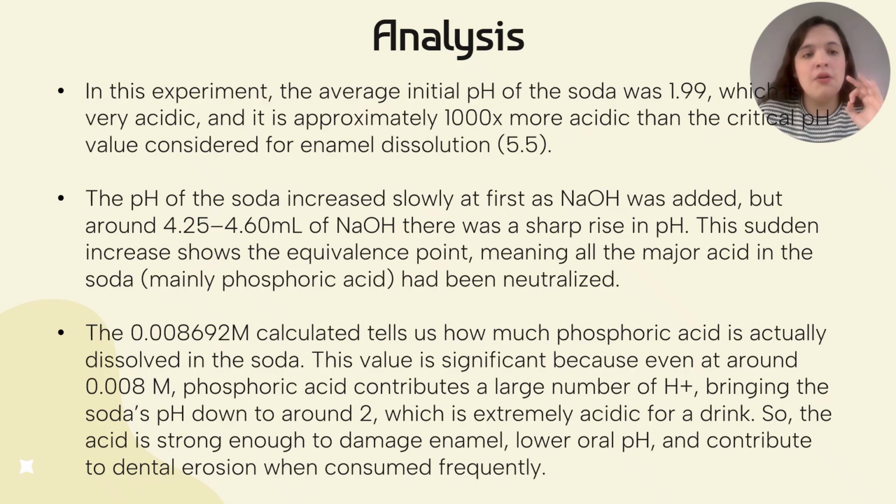Also, the 0.08692 concentration calculated tells us how much phosphoric acid is actually dissolved in the soda. And this value is significant because even at around 0.08, phosphoric acid contributes a large number of hydrogen ions, bringing the soda's pH down to around 2, which is extremely acidic for a drink. So the acid is strong enough to damage enamel, lower oral pH, and contribute to dental erosion when consumed frequently.